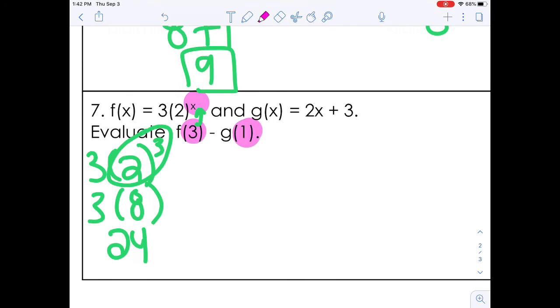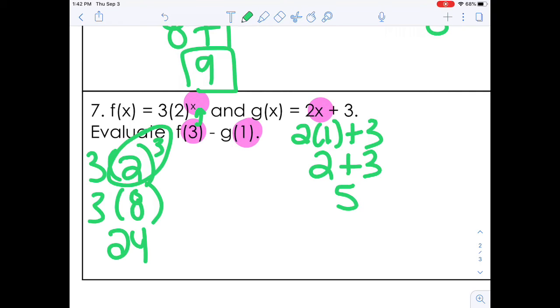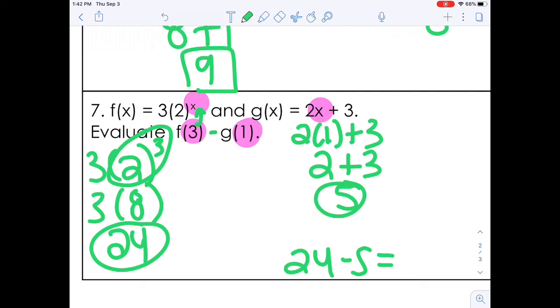Next one, g of 1, we're going to plug it into g of x. So this would be 2 times 1 plus 3. 2 times 1 is 2. 2 plus 3 is 5. So if we want to find f of 3 minus g of 1, we just subtract these answers. 24 minus 5 gives us 19.